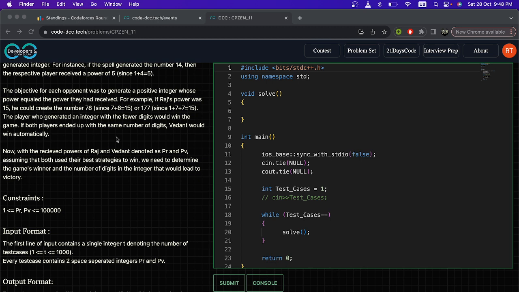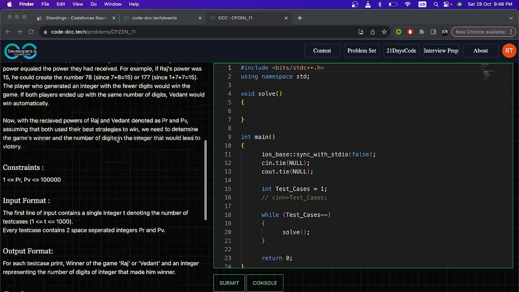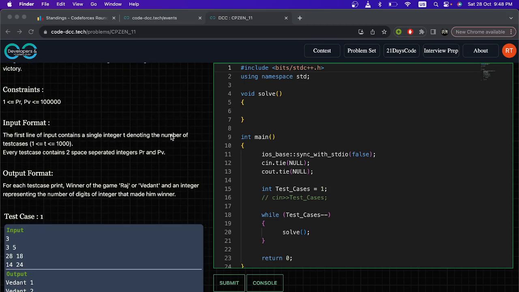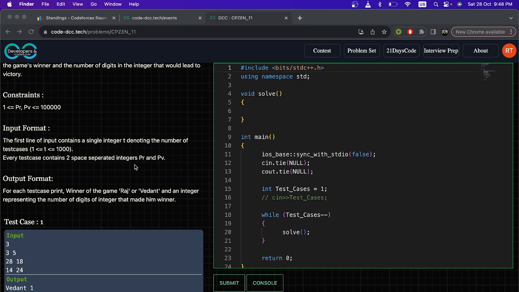So here we will be discussing the problem of day 11, the trap. In this problem, the basic input format is simple: the number of test cases is given, and then two space-separated integers representing the power of Raj and the power of Vedant. You have to output the winner of the game.